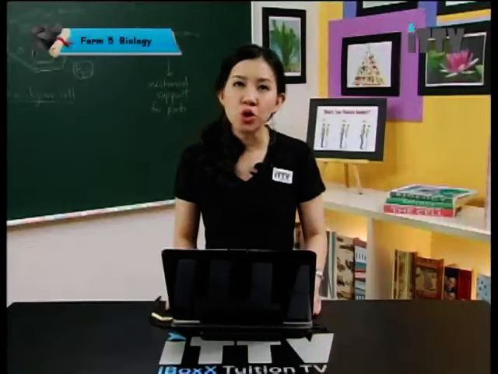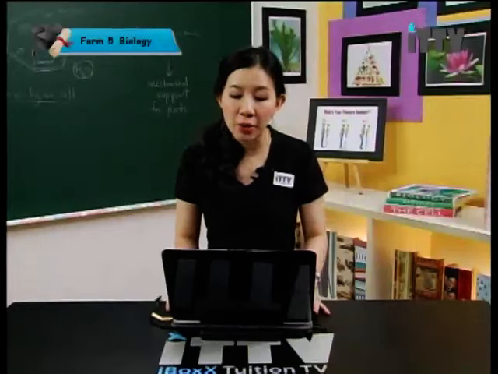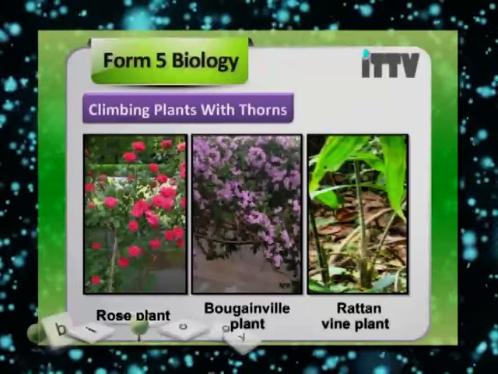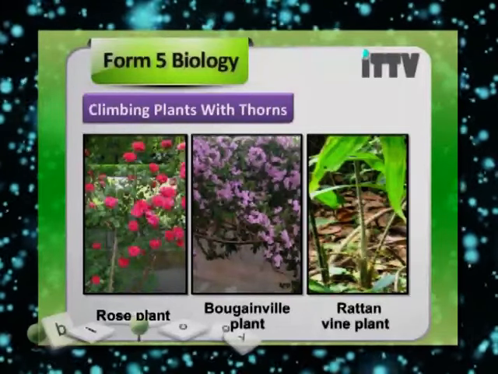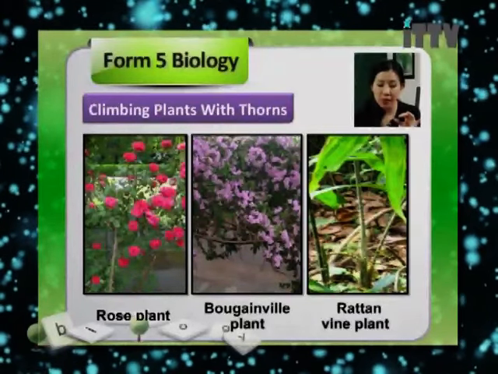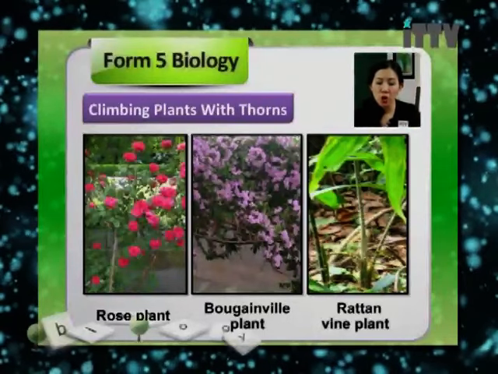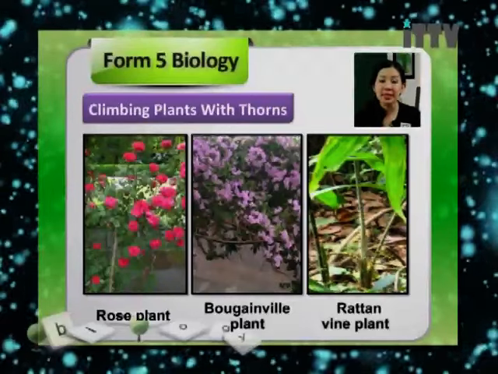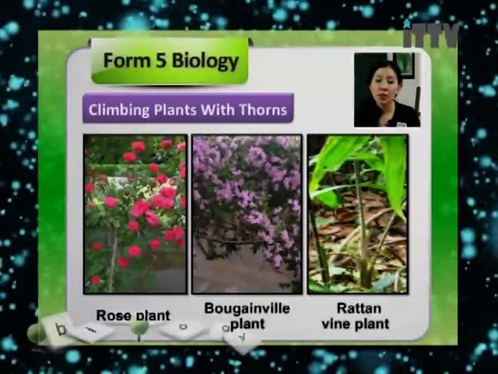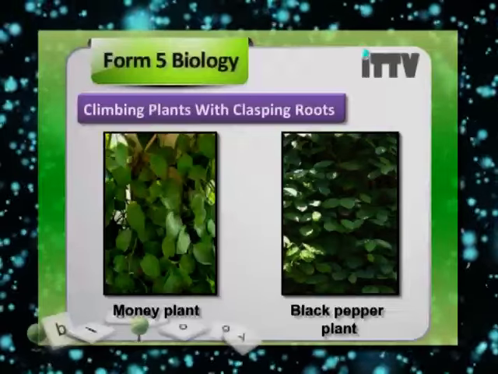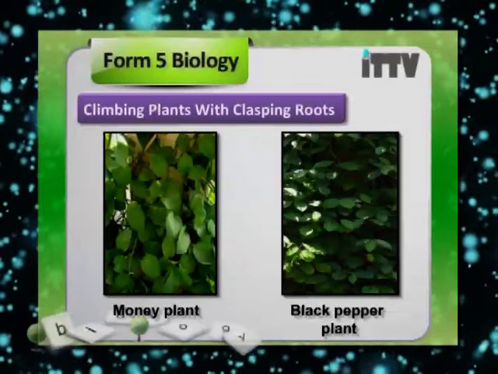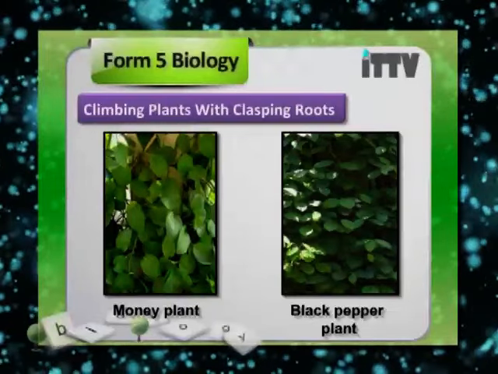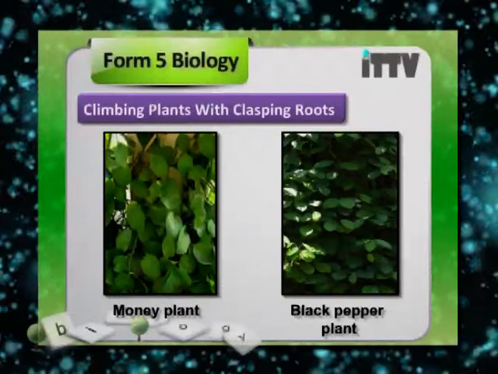So it's really interesting. I'm sure you have seen some of these beautiful flowers around, like the rose, bougainvillea, and the rattan vine plant. All of them are climbing plants with thorns because they will use man-made structures or other plants for support in order to obtain enough sunlight for photosynthesis. How about other techniques, other organs of attachment? Well, there are climbing plants with clasping roots, like the money plant or the black pepper plant. They have special clasping roots.